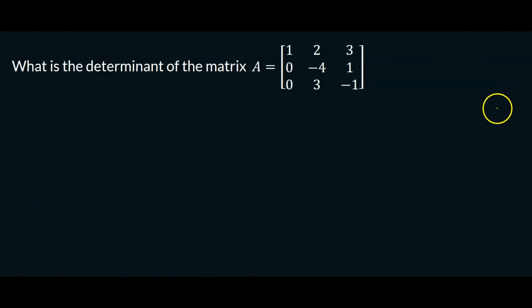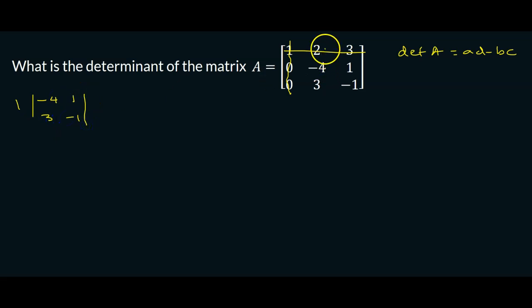Okay, let's look at another example. What is the determinant of this matrix? Always remember the determinant of a 2 by 2 matrix is AD minus BC. So we're going to draw our vertical line and then our horizontal line. So we have 1, and then we have negative 4, 1, and then 3, negative 1. And then we switch over our vertical line to this spot right here. And then we have minus 2, and then we have 1.